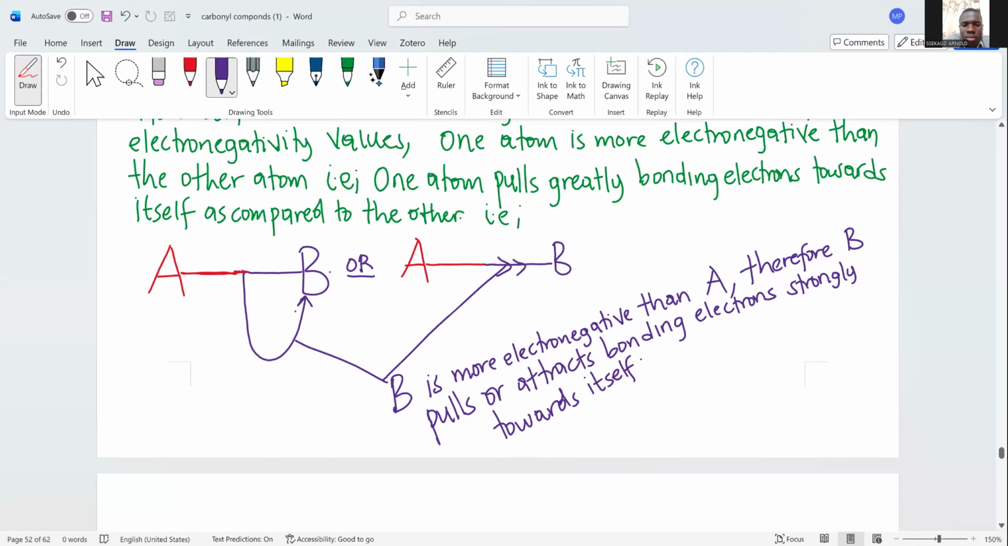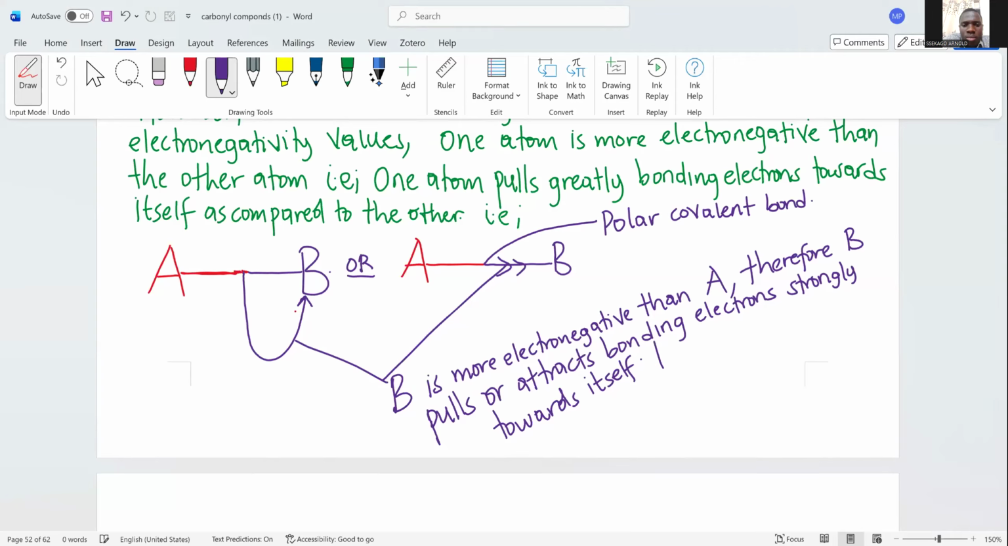Little chemistry. So B is more electronegative than A, as we have seen here. Therefore, B pulls or attracts bonding electrons strongly towards itself. This means that the line you are seeing now becomes a polar covalent bond. It is a polar covalent bond because one atom is more electronegative than the other.